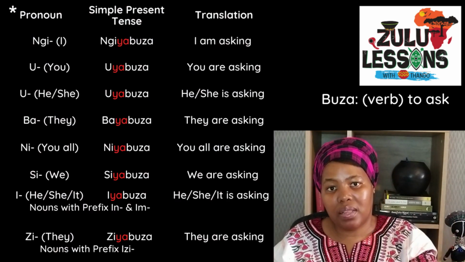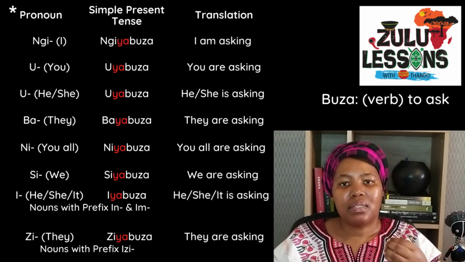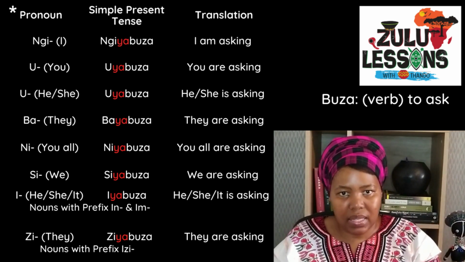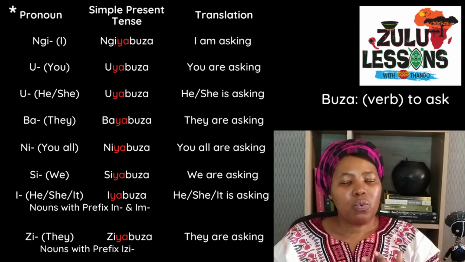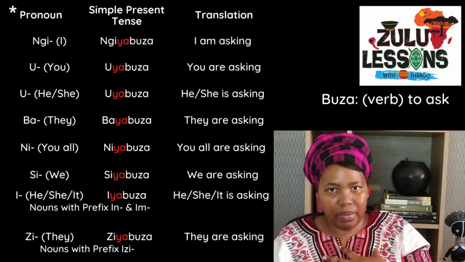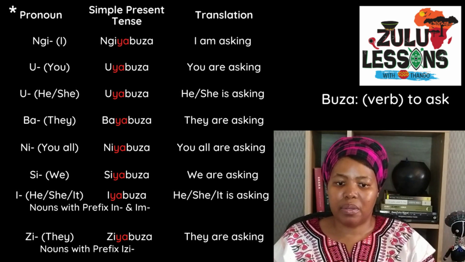So, the next one is you all. So, you plural, you all. So, this one is niyabuza. You all are asking. So all of you are asking. Then it's we, siyabuza. So you and I. Siyabuza. We are asking.